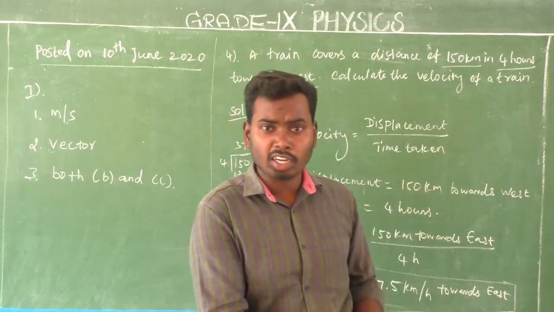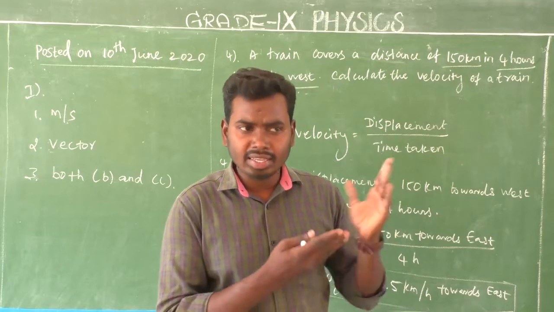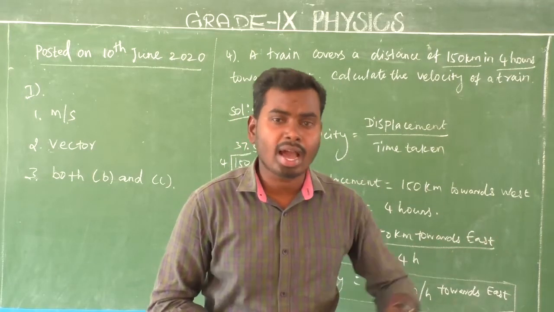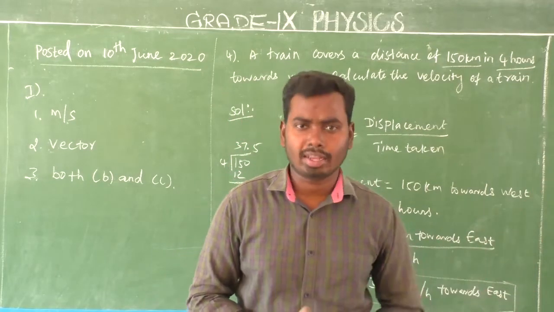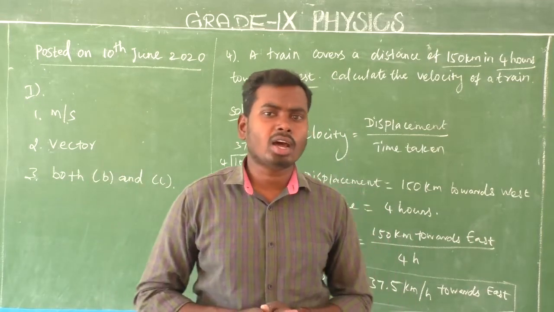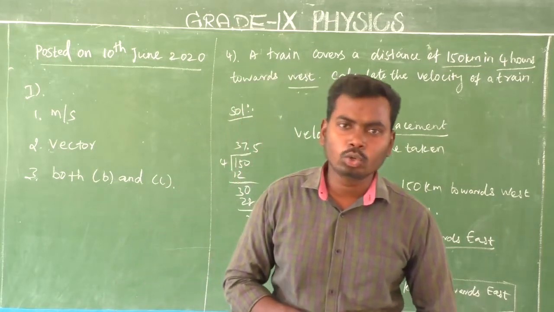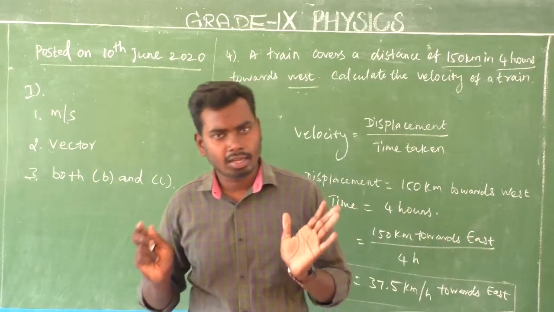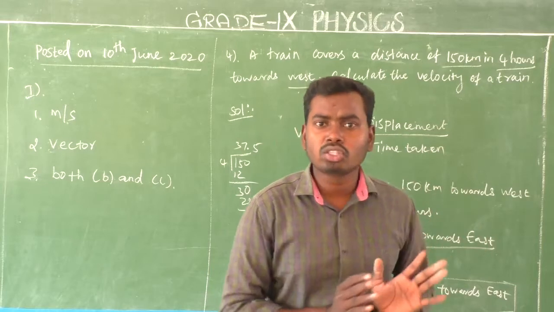Third point: is speed a vector quantity or a scalar quantity? Speed is under the category of scalar quantity because it has only magnitude, there is no direction. Whereas velocity is under the category of vector quantity because it has both magnitude as well as direction. Is it clear? Yes.